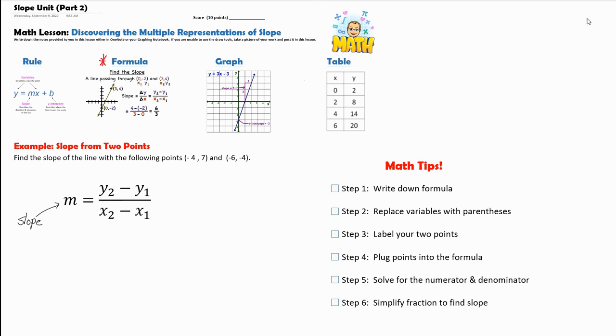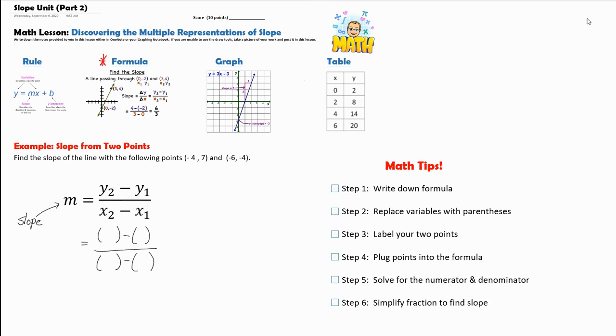After we write down the formula, we're going to replace the variables with parentheses. So we're not going to start doing our math quite yet. We're going to keep our equal signs in line, and then we're just going to replace each of the variables with parentheses.